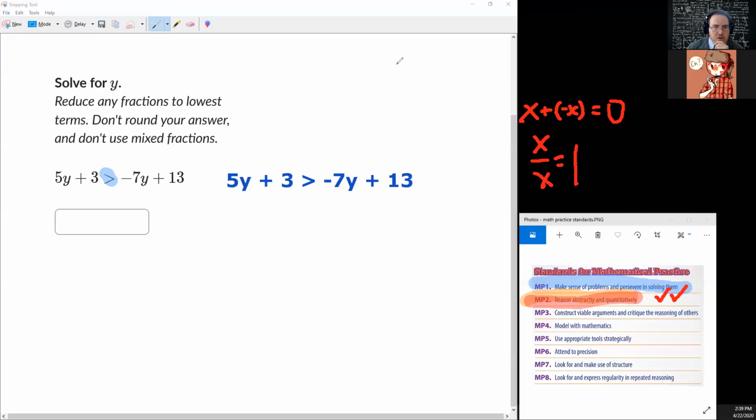like in this case. The first thing I want to do is get all the y's on one side, and if you're like me and you want things to be positive as much as possible, I'm going to go ahead and add 7y to both sides.